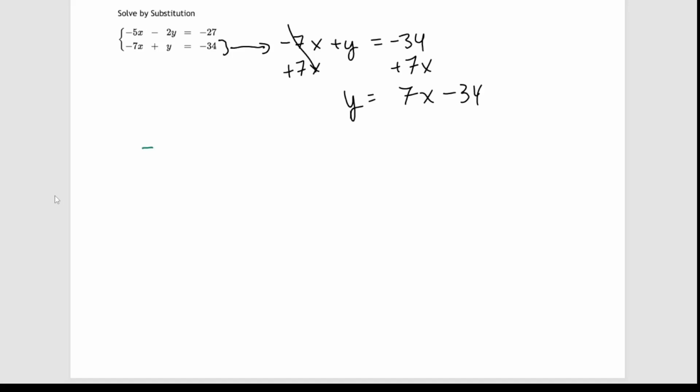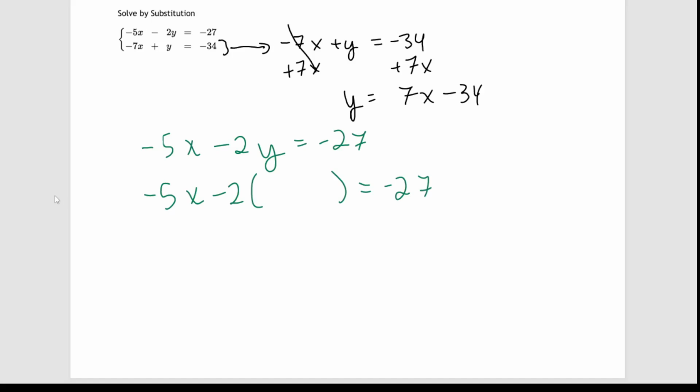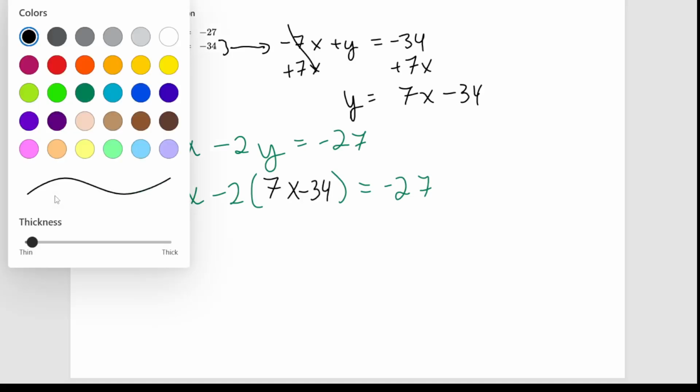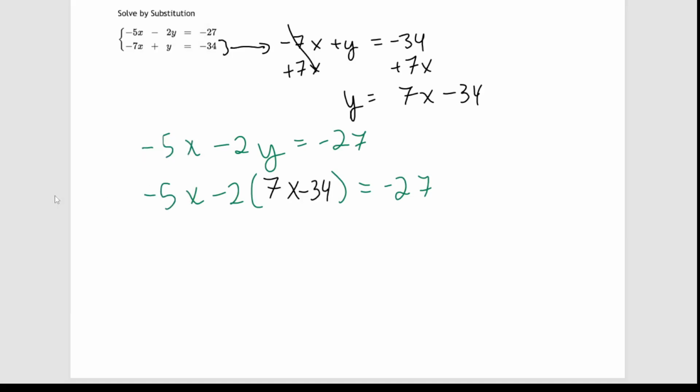Then I would take a look at that first equation, -5x minus 2y is equal to -27, and I would rewrite it, but note that I'm going to replace y with what it is equal to, which in this case was found out to be 7x minus 34. Now I'm ready to rock and roll solving for x.